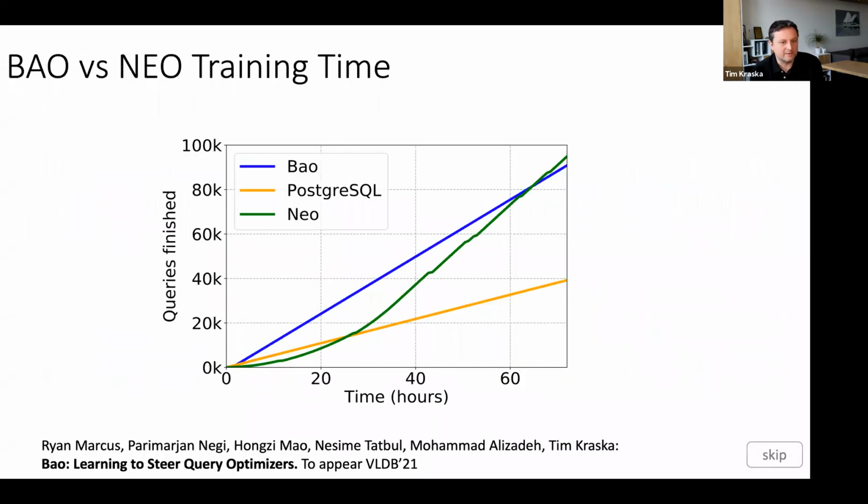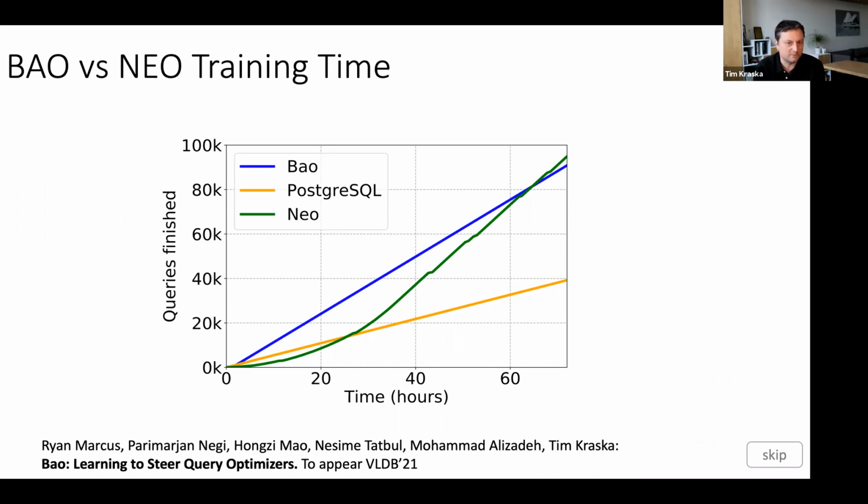The last thing is that the training time went way down. Here it compares BAO against Postgres and Neo. This is the entire time on how many queries you could finish, so higher means better. As you can see, BAO almost from the start is much better than Postgres out of the box.